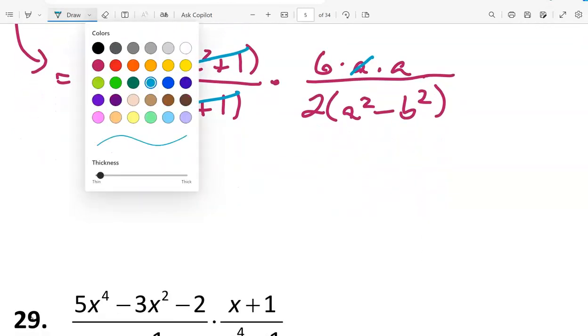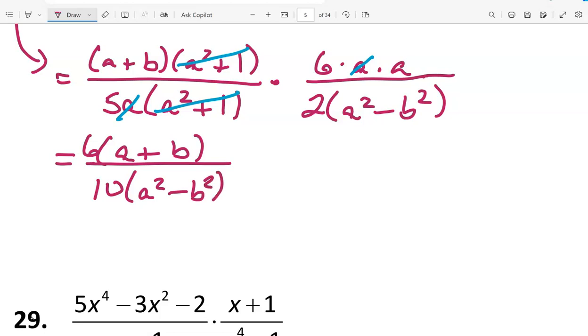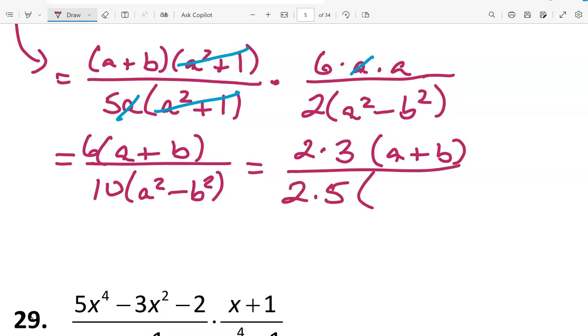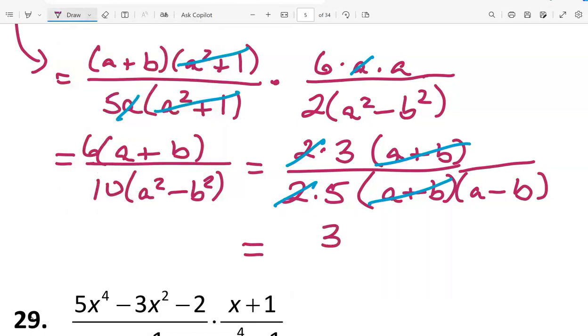All right, let's take a look at what's left. If we collect our factors, we have 6 times a plus b divided by 10 times a squared minus b squared. Well, the 6 can be factored into 2 times 3, and the 10 can be factored into 2 times 5. A squared minus b squared can be factored into a plus b times a minus b. Now we can do some more canceling. Factors of 2 and factors of a plus b. That's going to leave us with a final result of 3 divided by 5 times a minus b.